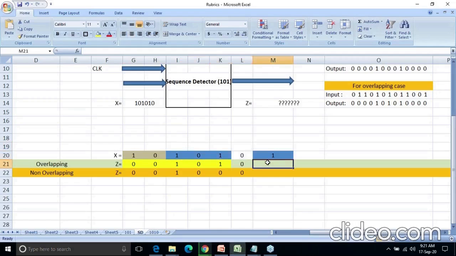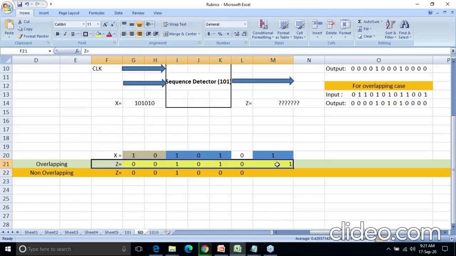So at this point my output should be 1, because the whole sequence is getting detected. Now see how many ones are present in Z. How many ones are present in Z? There are 3 ones present. What is meant by 1? That your sequence is detected at that point.